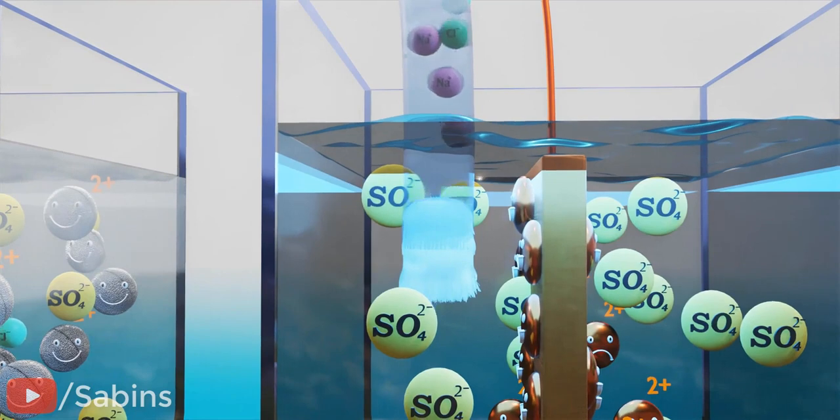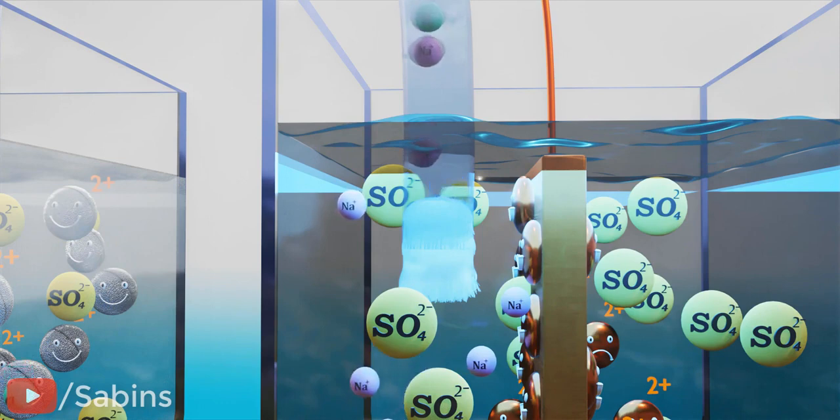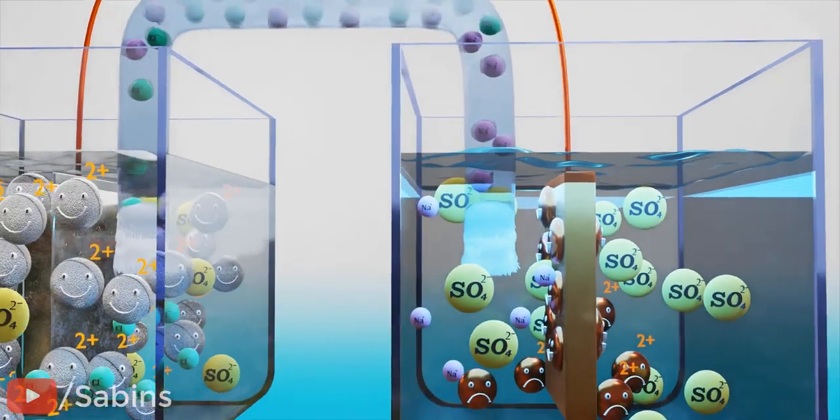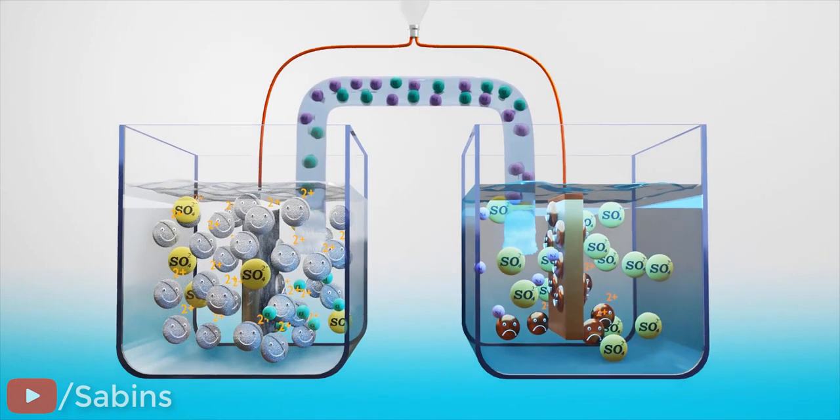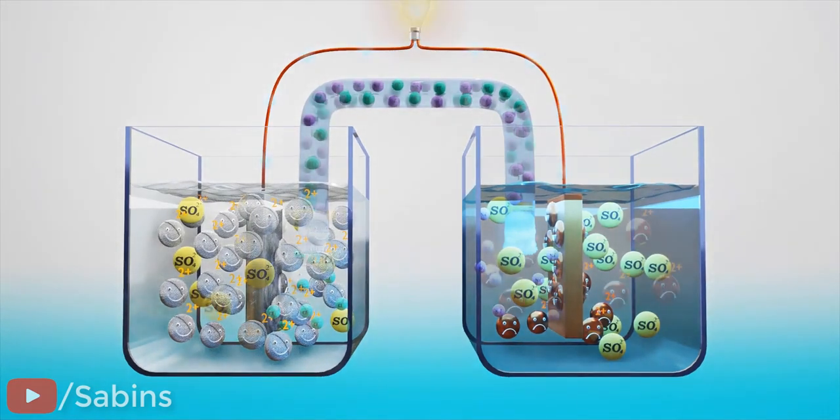The exact opposite process will happen on the right side, and there also the accumulated charges will get neutralized. In short, the introduction of the salt bridge made the voltage and electricity production sustainable. The cell we have just created is known as a galvanic or voltaic cell.